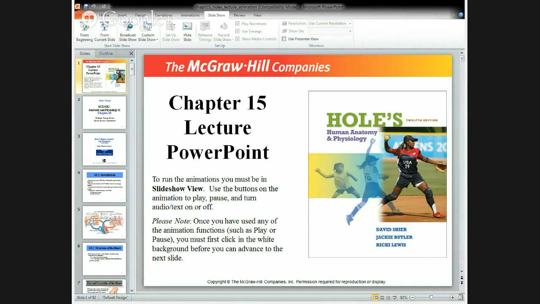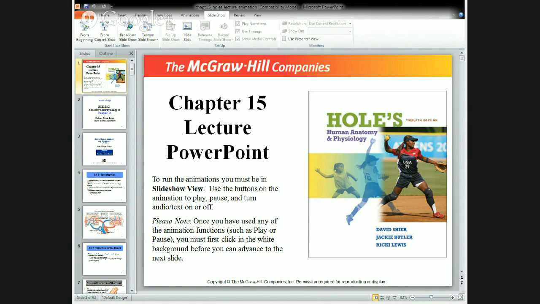The valves of the heart: there are four valves. The tricuspid, which is located in the right atrioventricular orifice. It prevents blood from moving from the right ventricle back into the right atrium during ventricular contraction. The pulmonary valve, which is in the entrance to the pulmonary trunk, prevents blood from moving from the pulmonary trunk back into the right ventricle during ventricular relaxation.